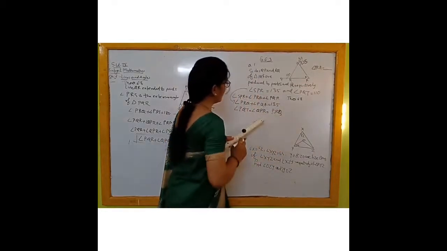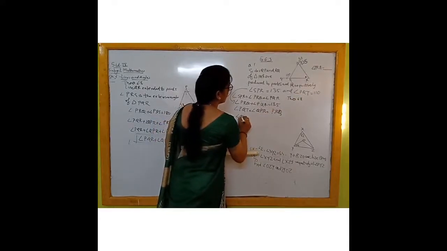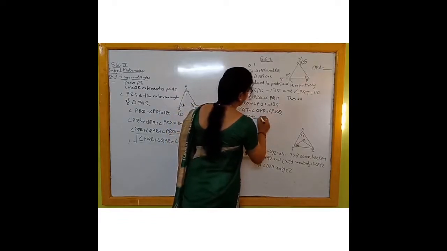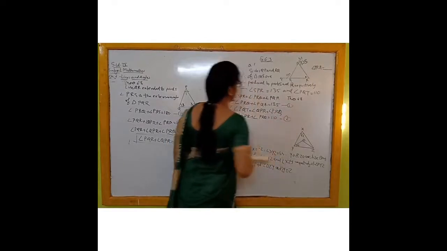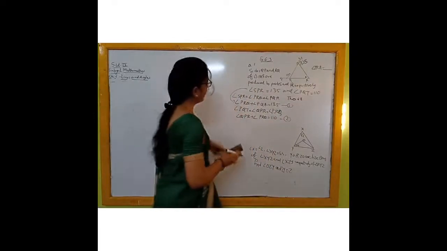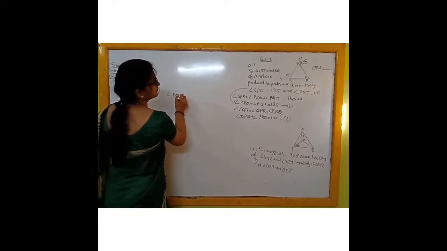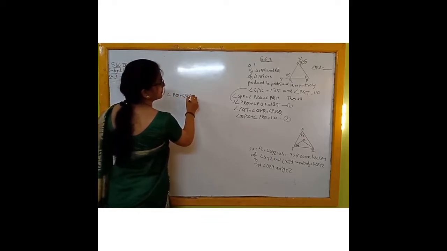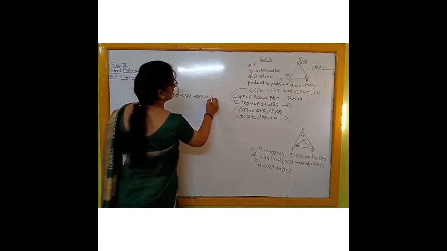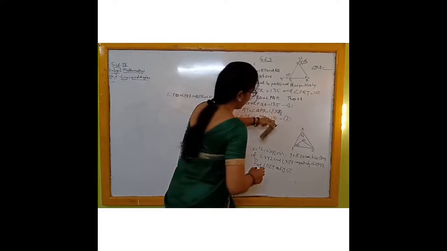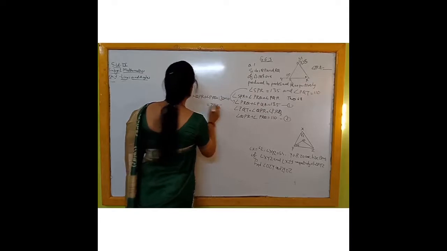So what is the measure of angle PQT? So angle QPR plus angle PRQ is equal to 110. This is the first part, this is the second part. Adding both, with this angle PRQ counted twice, we get 245.